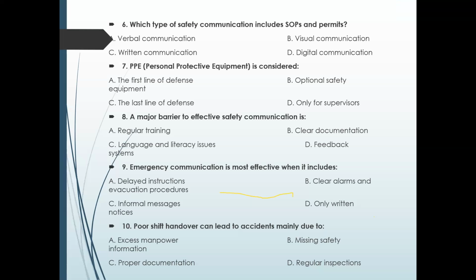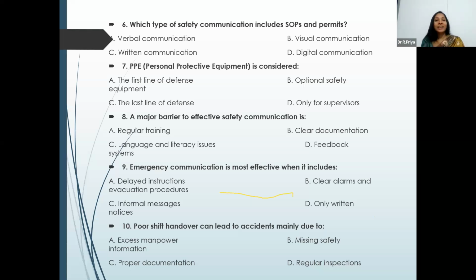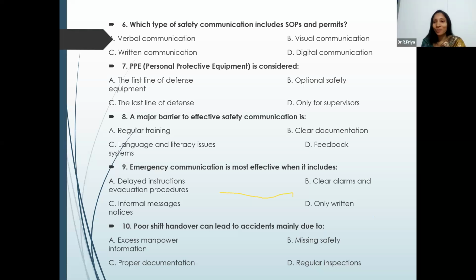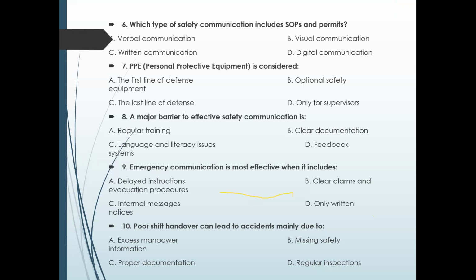The last question: poor shift handover can lead to accidents mainly due to excess manpower, missing safety information, proper documentation, or regular inspections. The answer is B, missing safety information. I told you a previous example in the 8th question. Here the question is poor shift handover leading to accidents due to improper documentation. If you hand over proper documentation, how would it lead to an accident? Improper documentation means missing safety information. So the correct answer is missing safety information.